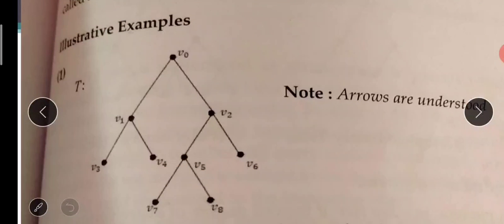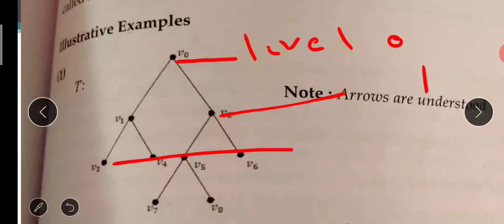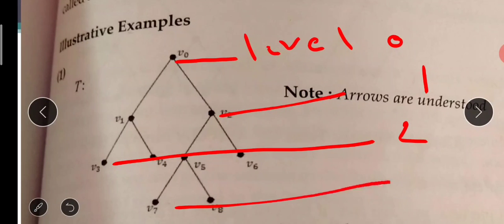Here direction is not mentioned, so I call it level 0. This is level 1, and all these things are level 2. This is level 3. What is available in level 0? V0 is the root. Level 1 has V1 and V2. V3, V4, V5, V6 are level 2, and level 3 has V7 and V8.